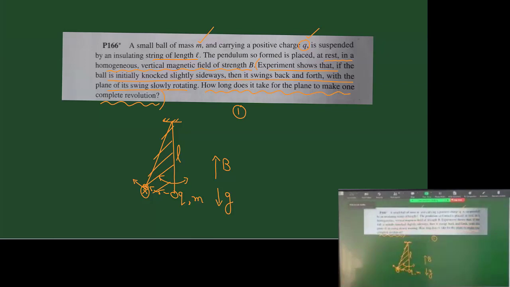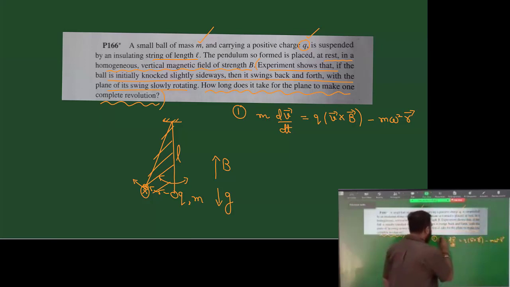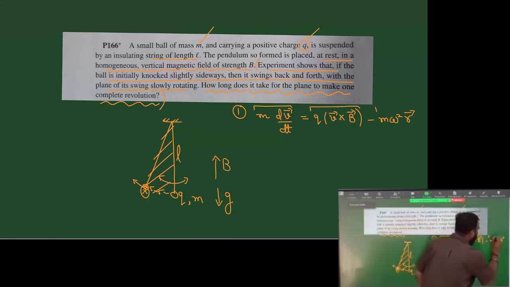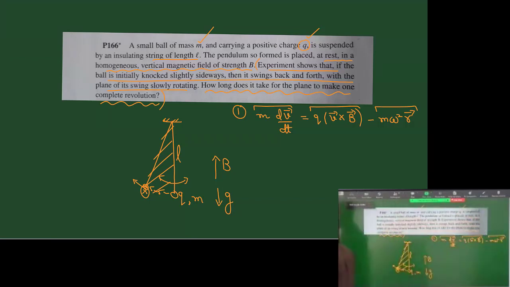So if I look into that fundamental equation, what are the terms I am having? The mass of the particle is M, and the acceleration is, let's say, dv by dt, so I'm observing this motion. That should be equal to q v cross B. This force will act always. And there will be one centrifugal term, which is minus m omega square r vector. So basically I'm writing that term, minus m omega square r vector.